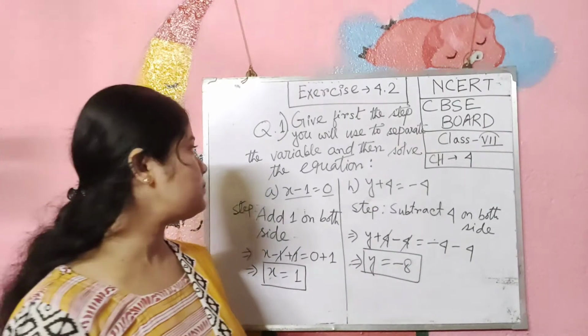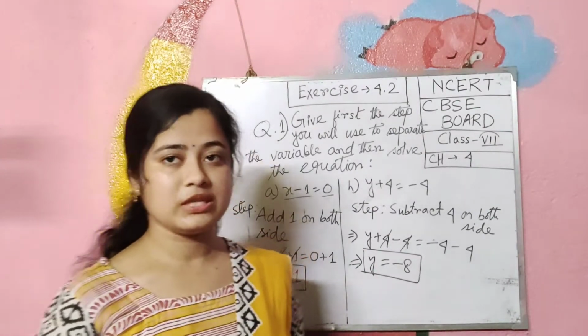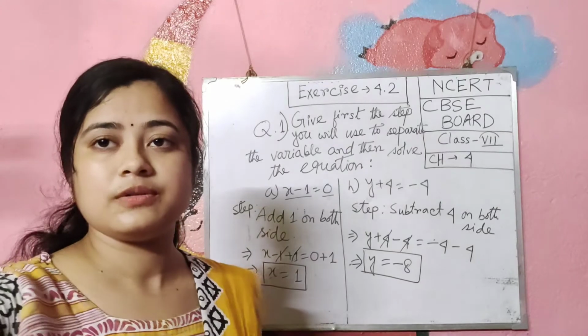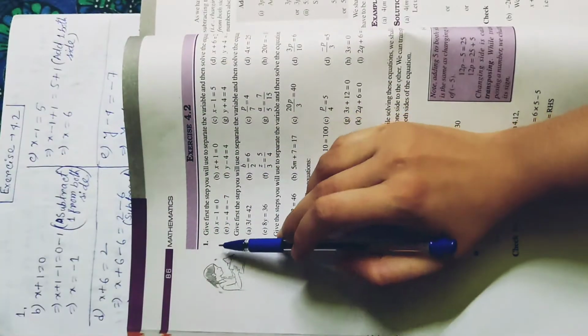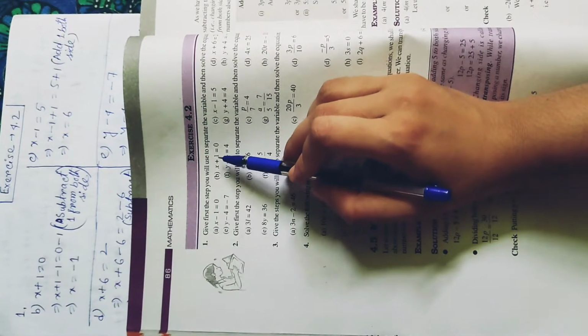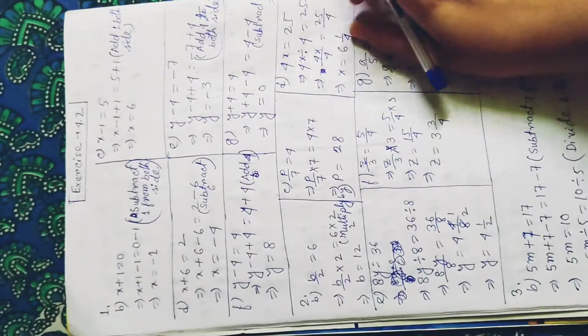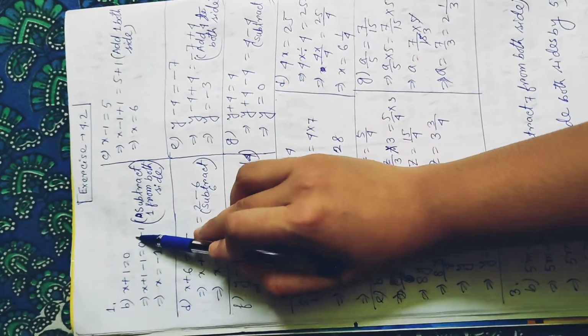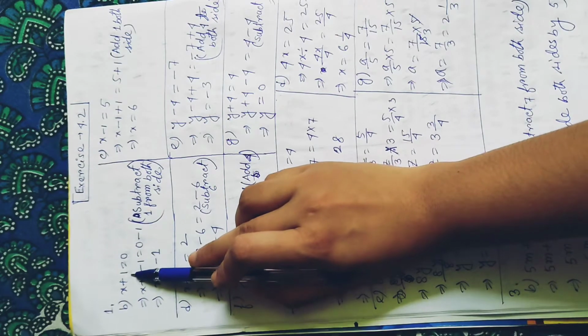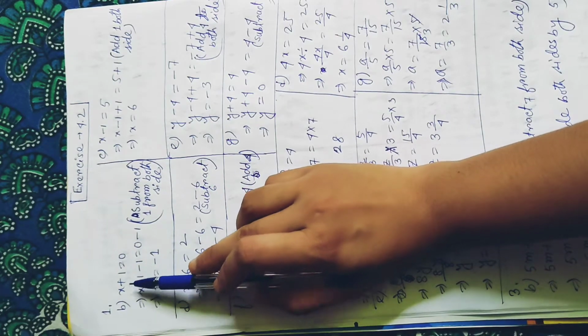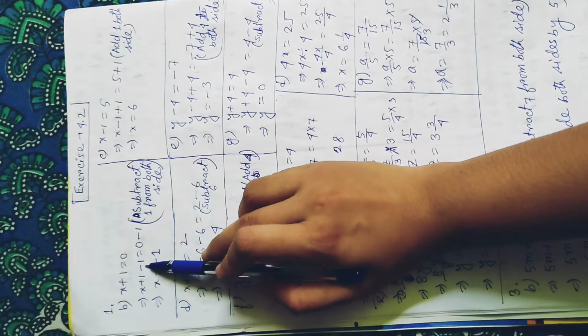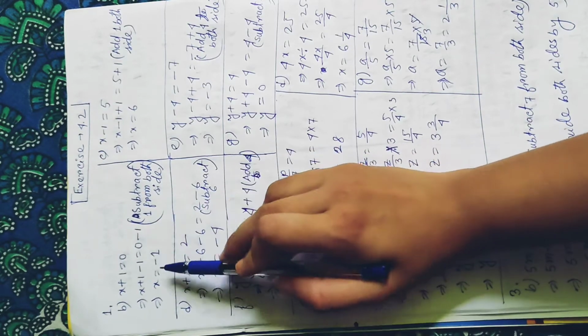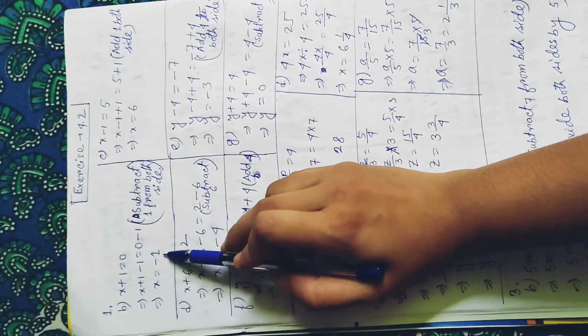Like that process we will find all the answers of question number 1. Question 1, second part is x plus 1 equals 0. I will remove the plus 1 to find the value of x. The opposite of plus 1 is minus 1, here also minus 1. So the answer is x equals minus 1.